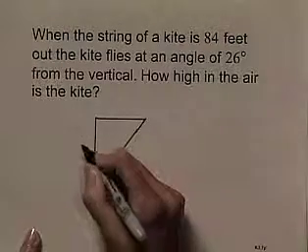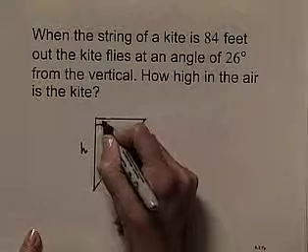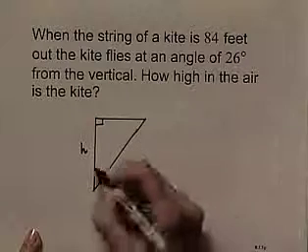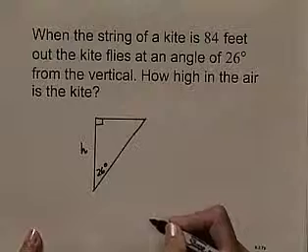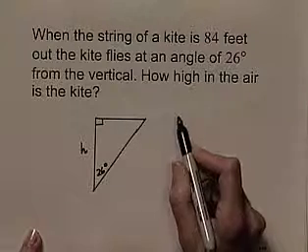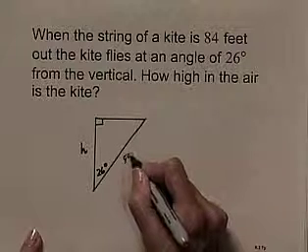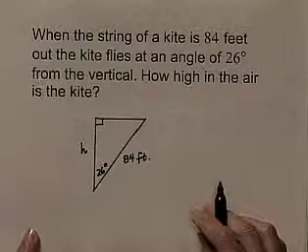So the height that we're going to be looking for is here. We have our right angle. We're told that the kite flies at an angle of 26 degrees from the vertical, so the 26 degrees will be in our triangle here. And we're told that the string of the kite is 84 feet out, and the string of the kite would be the hypotenuse of this particular triangle.